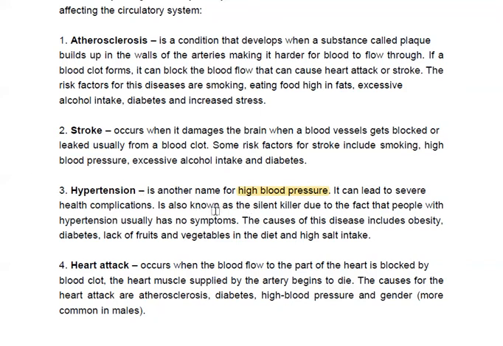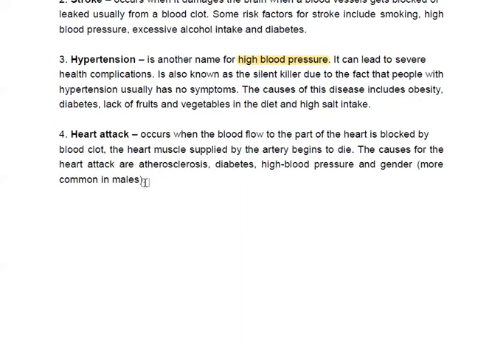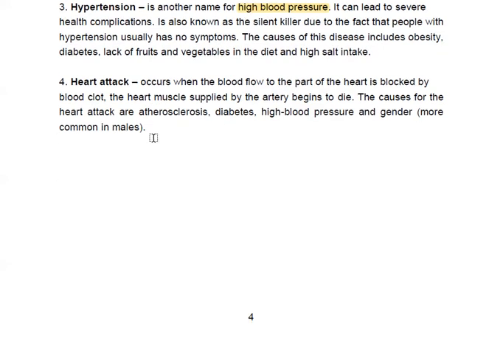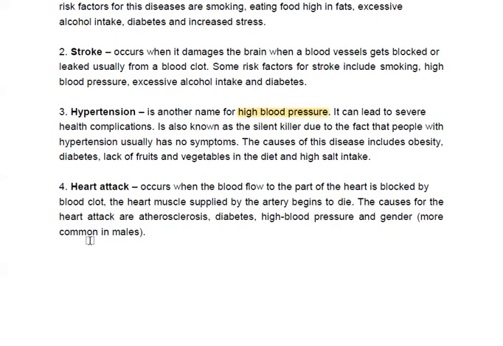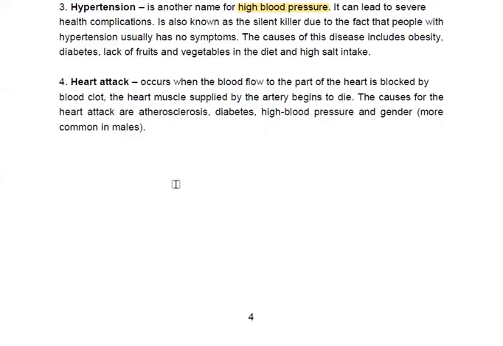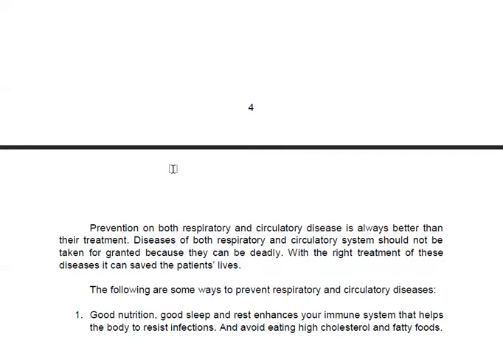This one is more common, no? When you enter, your blood pressure goes up. That is hypertension, or high blood pressure. Then, of course, heart attack. This is also common. Again, these are often more common in males. Okay? So let's continue. On your weekly home learning plan, it says you continue to read pages 3 to 5.